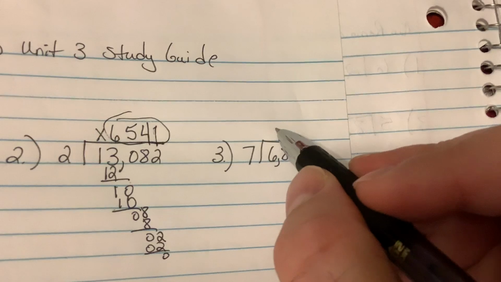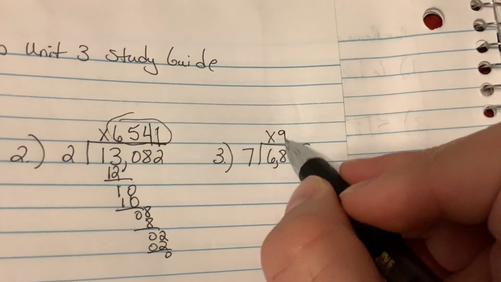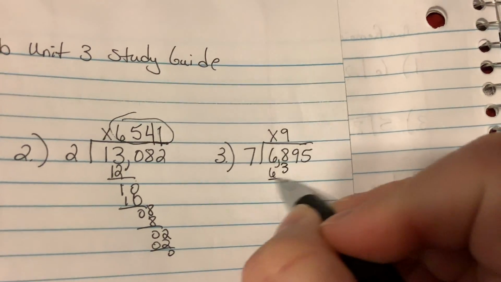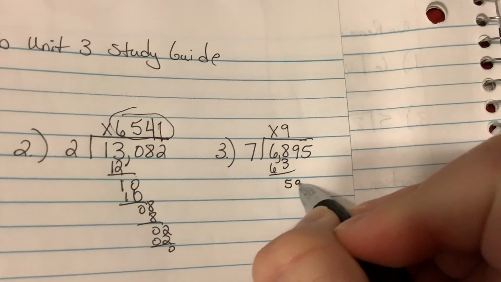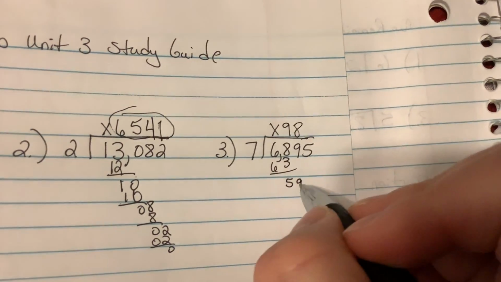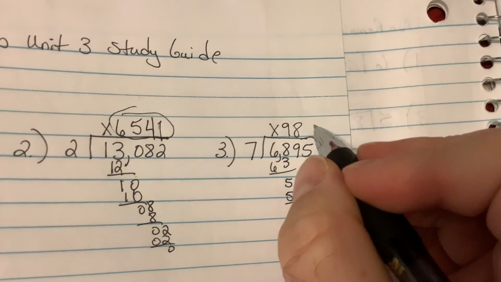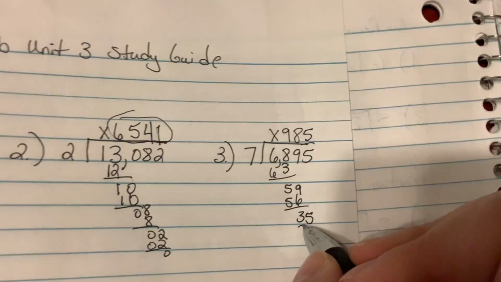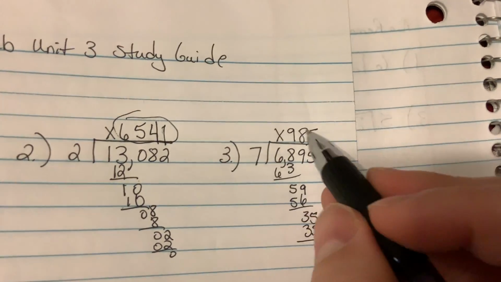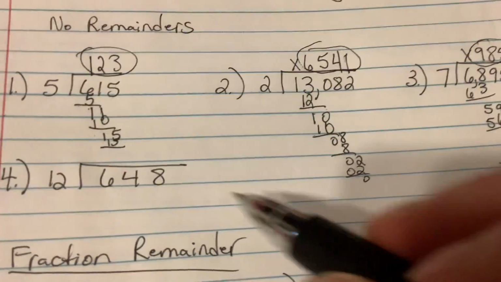Okay, 7 does not go into 6, but it goes into 68 9 times without going over. Bring down the 9. Goes into 59 8 times. Bring down the 5, and it goes into 35 5 times. So these here, you should come out even. If you don't, then you check your math. Use your multiplication chart if you need to.